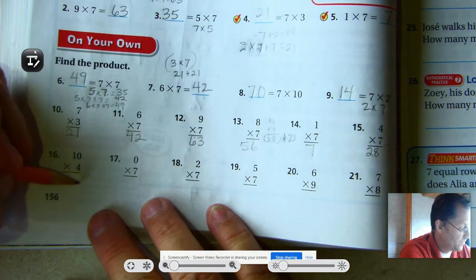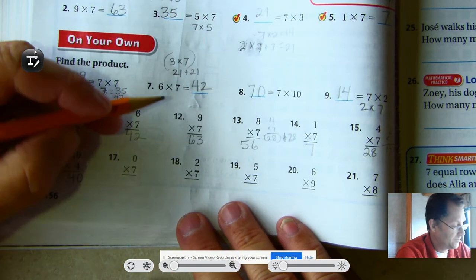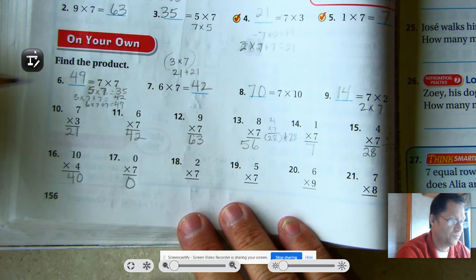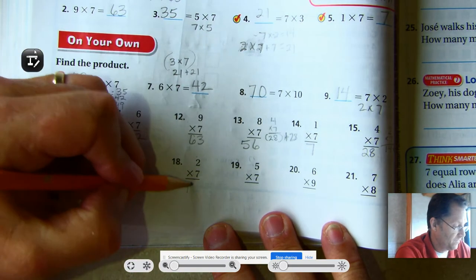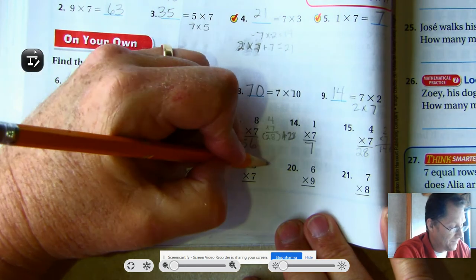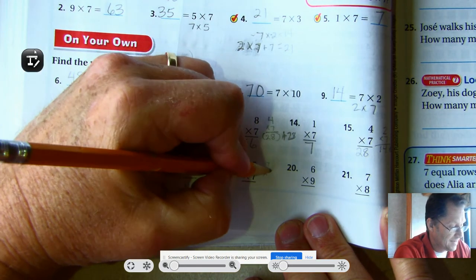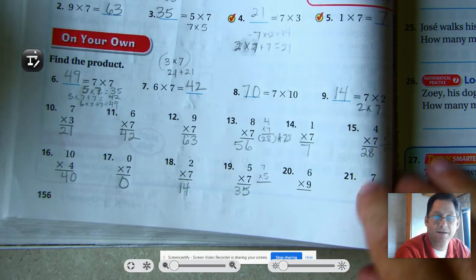4 times 10, we know it has to end in a 0. 4 and 1 is 4. 7 times 0, that's just the zero property. 2 times 7, 14. 5 times 7 is the same as saying 7 times 5, and 7 times 5 is 35.